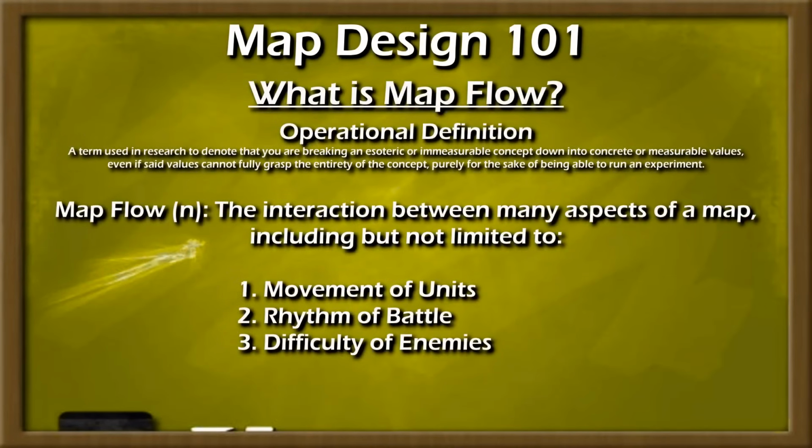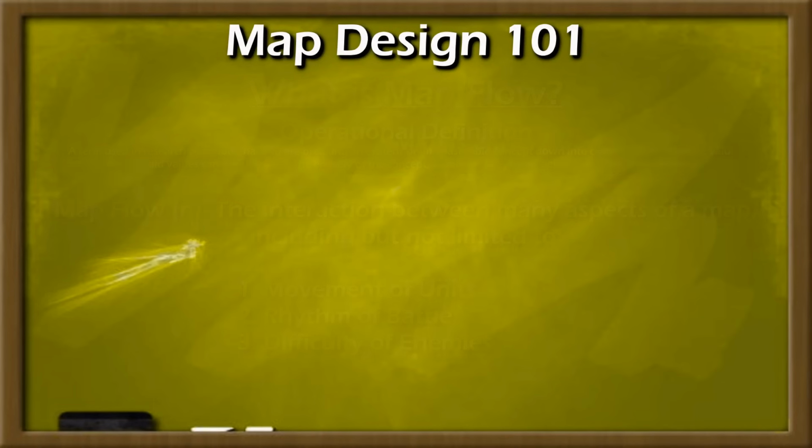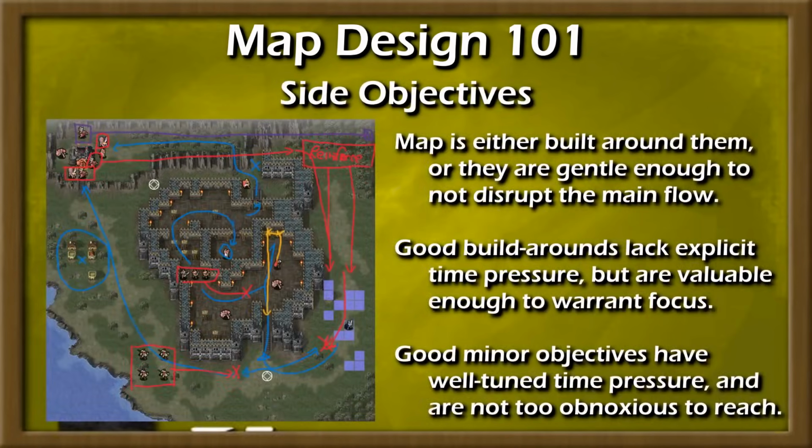With these three pillars, you can probably identify most aspects of general map flow. That said, one of the bigger causes of both the best and worst of map flow is the presence and implementation of side objectives. A good side objective should feel optional, but desirable. A good side objective feels like the map intended for you to go for it, and the map can even be built around that side objective, but it cannot significantly interrupt the main map flow without good reason.